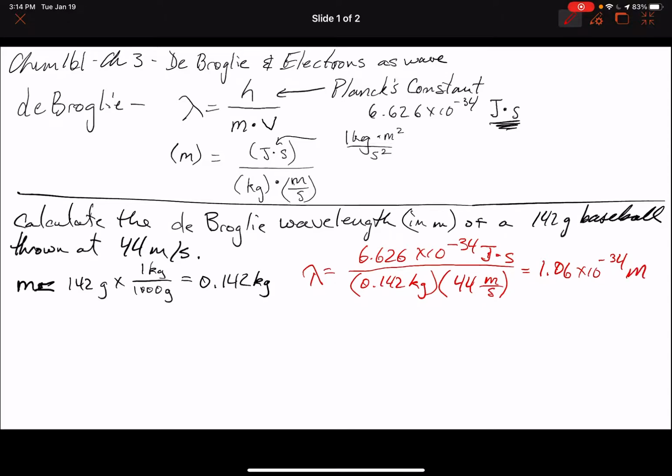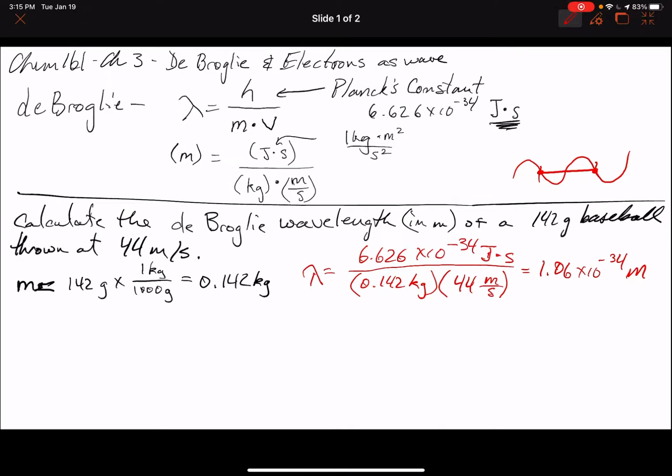meters. Okay, so clearly for a baseball being thrown here, the wavelength of this baseball, right, from the same feature to the same feature on the wave pattern, is very short, 10 to the minus 34 meters. And a baseball, this is about as fast as a baseball can travel, and it's still barely showing wave-like characteristics at 100 miles per hour.